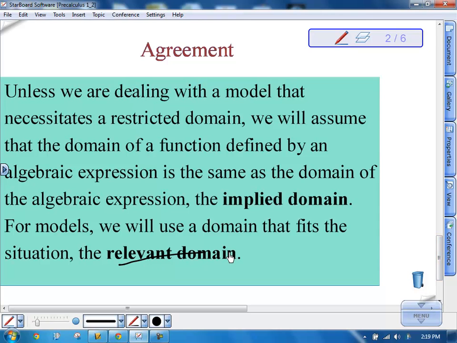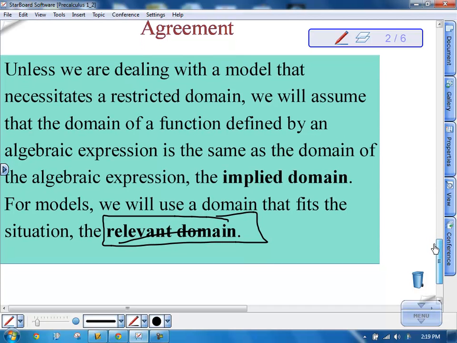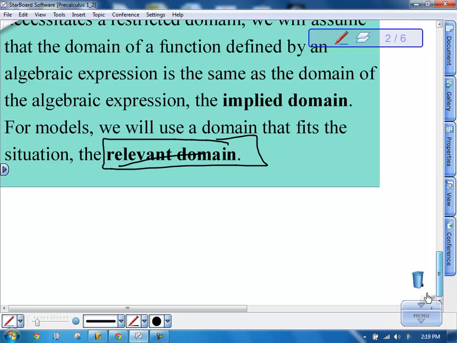Okay, the next thing is the book mentions relevant domain. We'll talk about that. It's not something you're going to be tested over, but sometimes specific problems have a relevant domain based on the context of the problem. For example, if we're doing a problem with temperatures, you might want to use integers for your domain instead of real numbers because we don't typically give temperatures as like negative 0.7 degrees, right? We'll say negative 1 degree. Things like that.